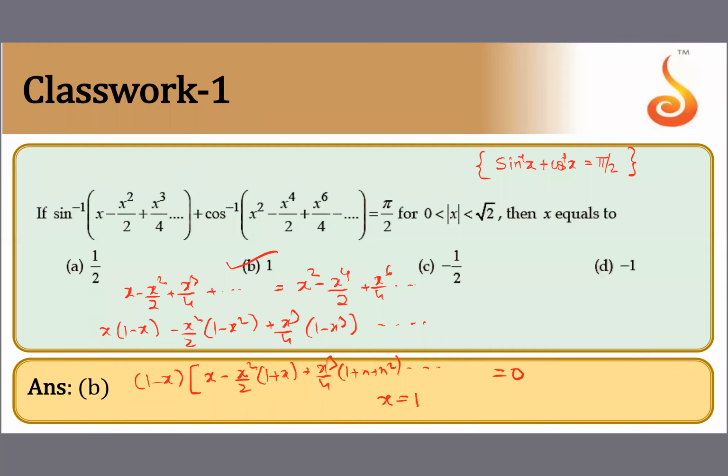Any doubt? The formula used is sin inverse x plus cos inverse x equal to pi by 2. Okay. Got it? Good. x equal to 1 is the answer, option B. Any doubt? Please ask.